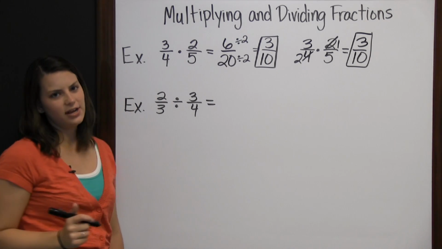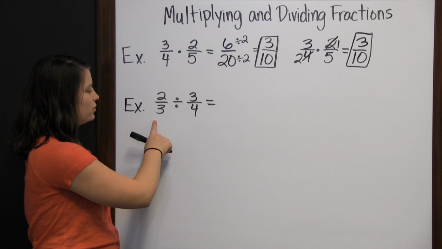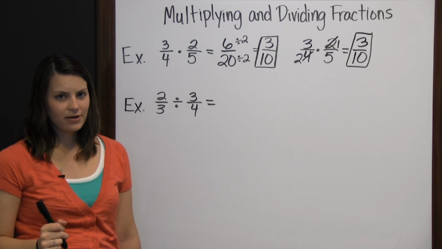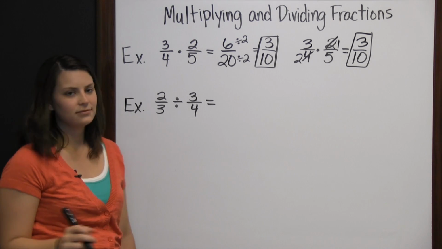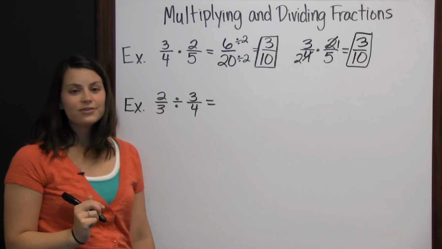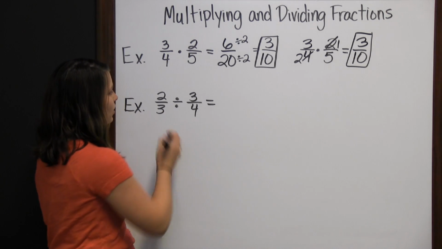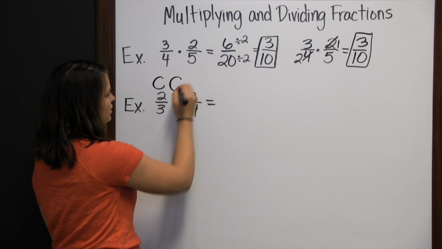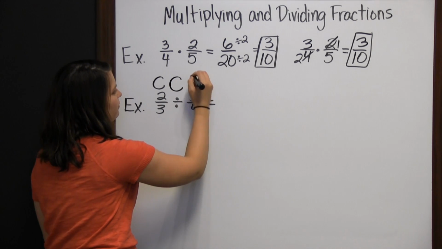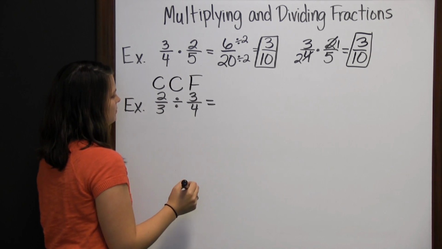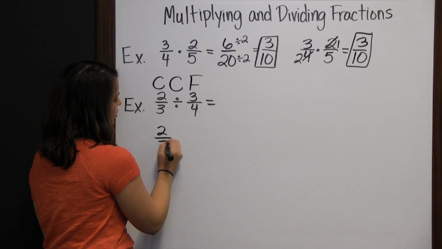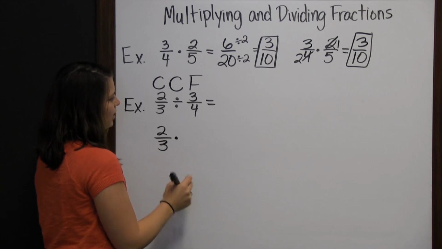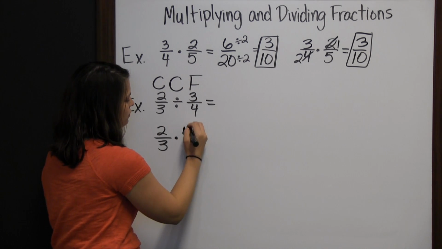Now let's look at division. We're going to divide 2/3 by 3/4. And you know what's funny about dividing fractions is that you don't. We don't divide fractions. Instead, we copy the first fraction, we change division into multiplication, and we flip our last fraction. So we copy the first, 2/3, we change division into multiplication, and we flip the last fraction over.